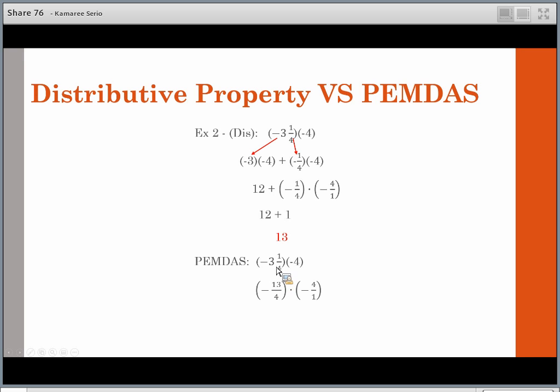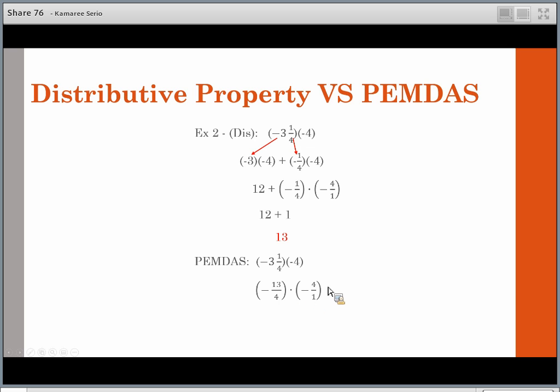To change it to an improper fraction, you do denominator times your whole number. So 4 times 3, and then add your numerator. So 4 times 3 is 12, plus 1 is 13, which is how I get this 13 here, and that's all over 4. Okay, so negative 13 over 4. Now remember, this 4 has to be changed to a fraction. You do that by putting it over 1. Okay, so negative 4 over 1.